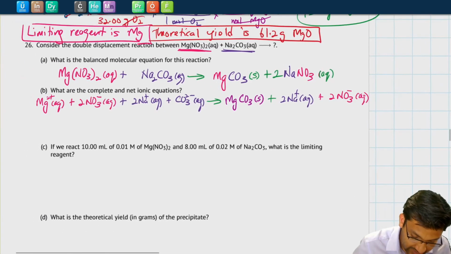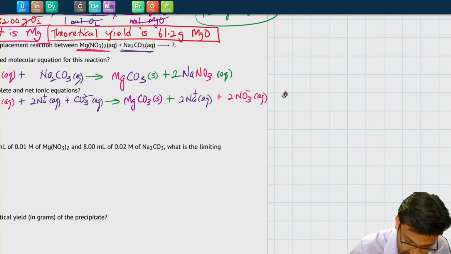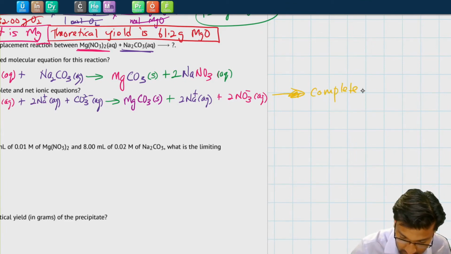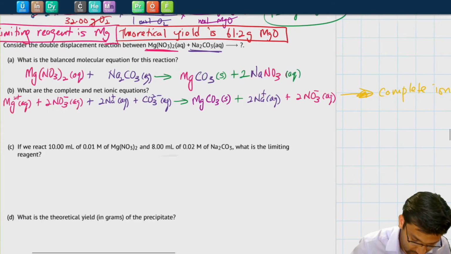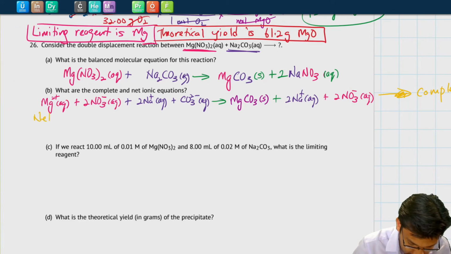So this is the complete ionic equation, and you should label it so that you know what it is. So it's complete ionic equation. All right, let's look at the net ionic equation.